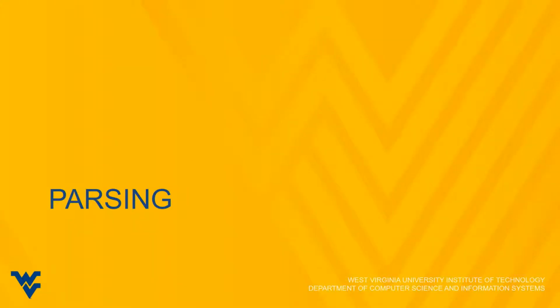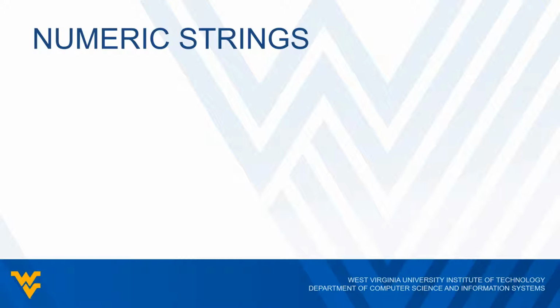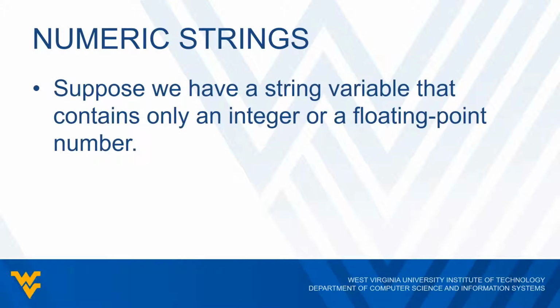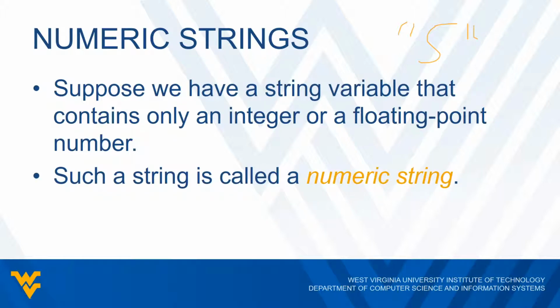We'll now take a look at some parsing techniques which can be useful for trying to extract very specific values. So let's say we have some string variable and this contains a string, or maybe it contains an integer or a floating point, or maybe just a specific integer. It only has just an integer, so maybe something like 5. So here's my string. This type of string is what we call a numeric string.